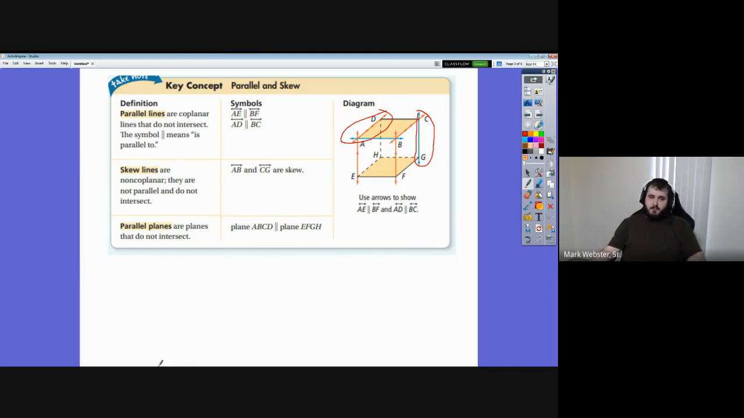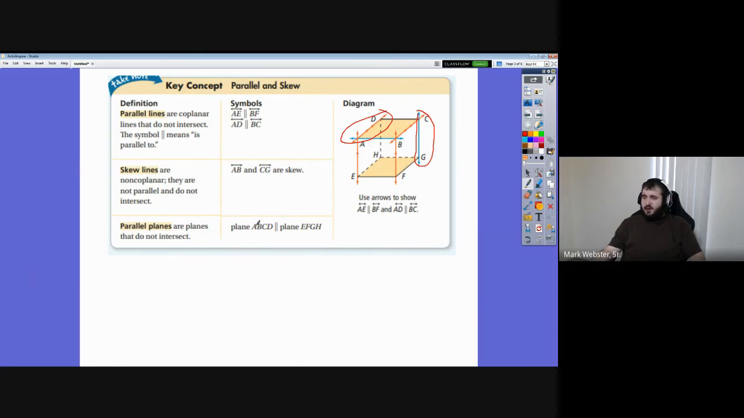So we've got parallel lines. We've got skew lines. And then we have something that we didn't talk about before. These are called parallel planes. Parallel planes are like this top plane and this bottom plane here. They are never going to touch.